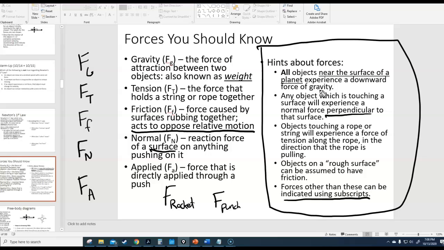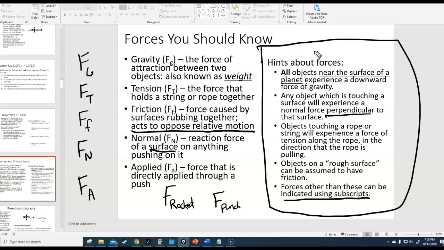The second bullet point says any object which is touching a surface will experience a normal force perpendicular to that surface, at a 90-degree angle to that surface. That's what perpendicular means. Objects touching a rope or string will experience a force of tension. So if you read tension, or if you read rope or string, or if you see a rope or string in a picture, there's probably tension.